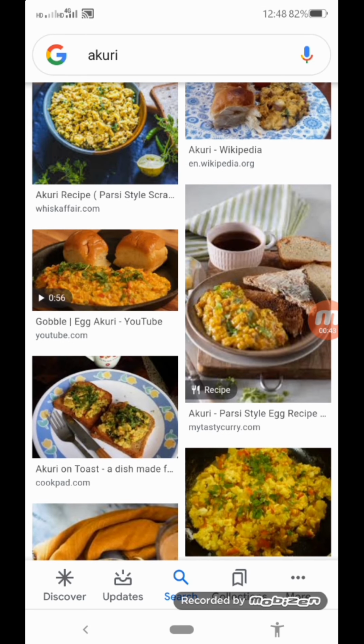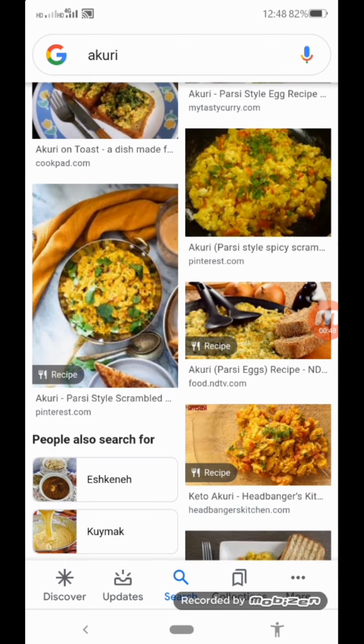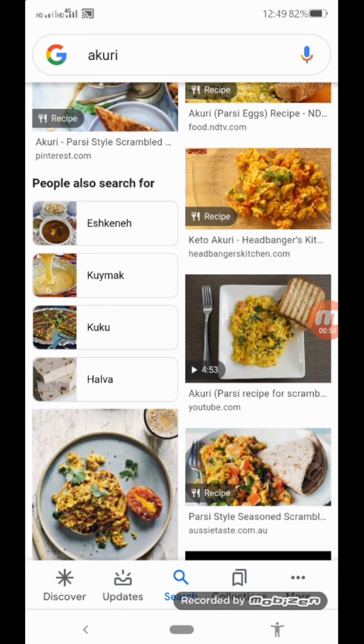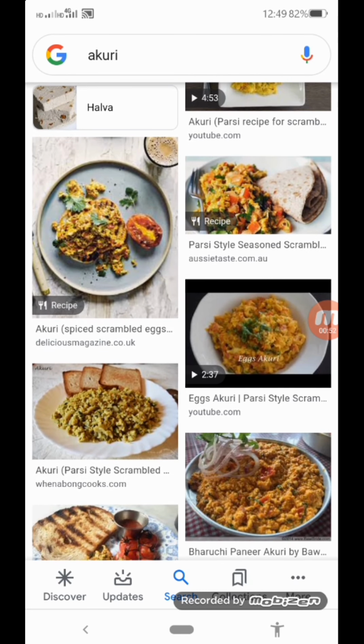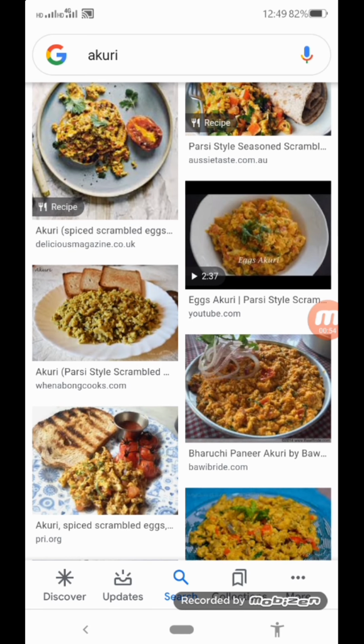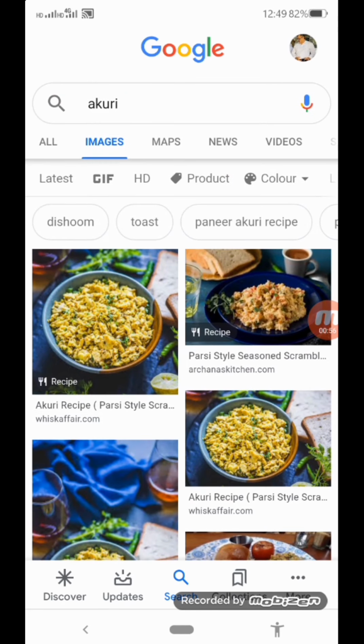Akuri on toast is a very typical dish which is found in coffee shop recipes all over, at least west of India, most of north of India. Akuri on toast. So Akuri, Ande ka khagina, they are all pretty similar, and there are variations of the scrambled egg.